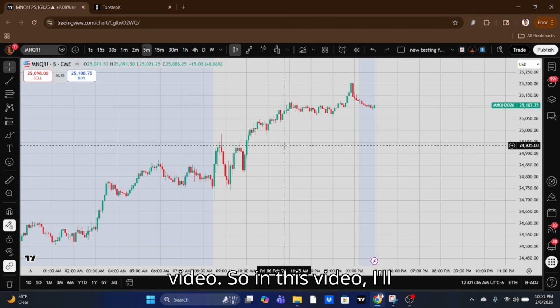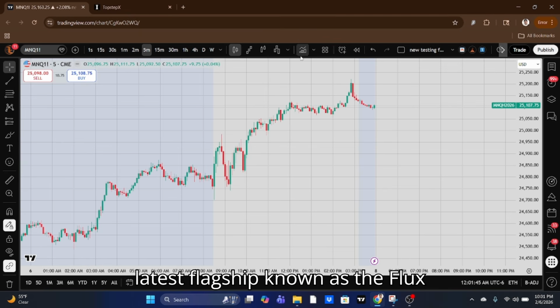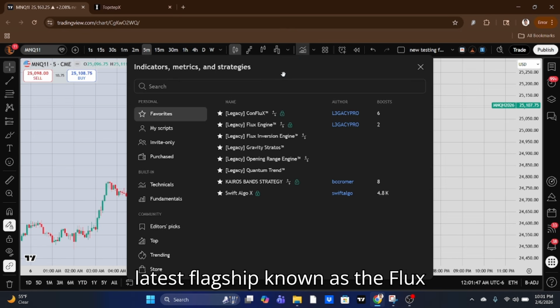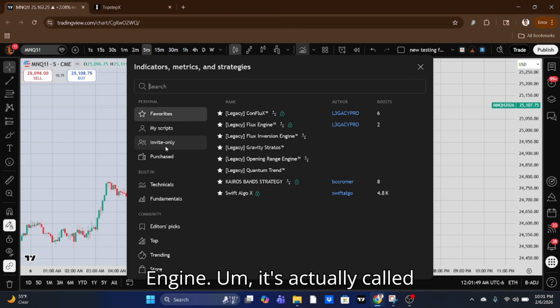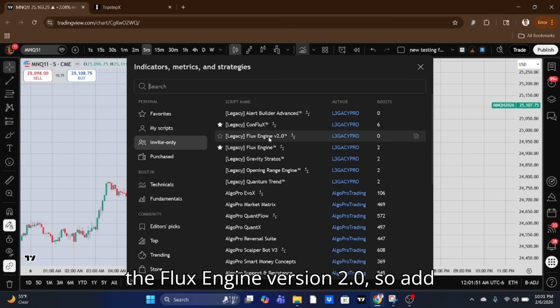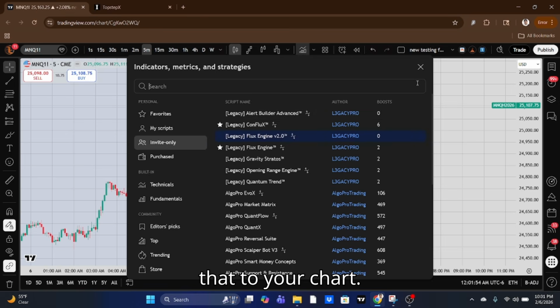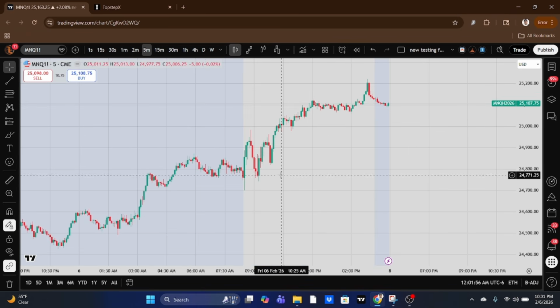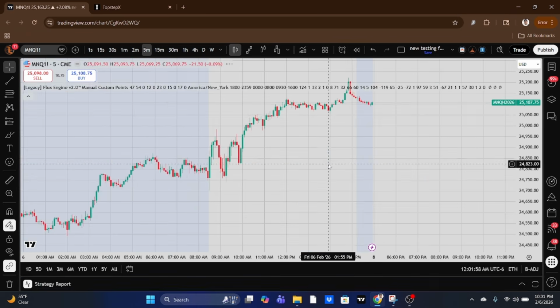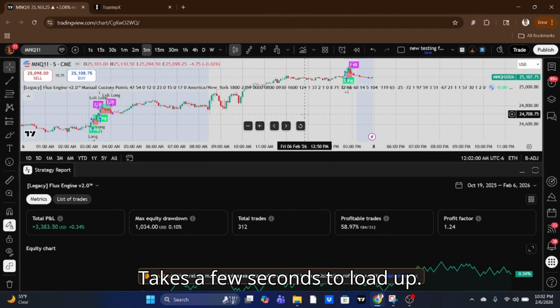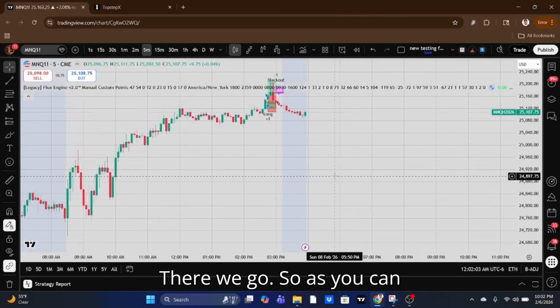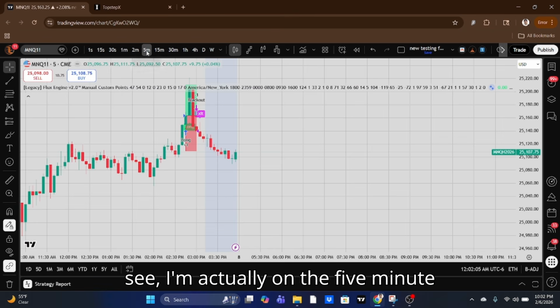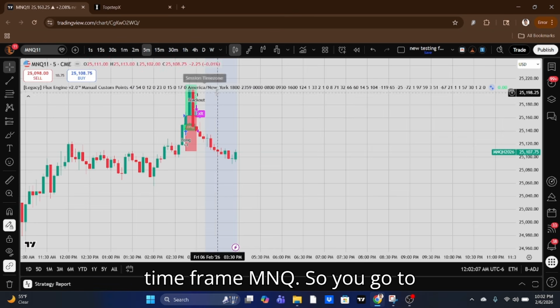So in this video, I'll be basically going over the Legacy Prime suite of indicators. We'll begin with my newest and latest flagship, known as the Flux Engine. It's actually called the Flux Engine version 2.0. So add that to your chart. Takes a few seconds to load up. There we go. As you can see, I'm on the 5 minute time frame, MNQ.